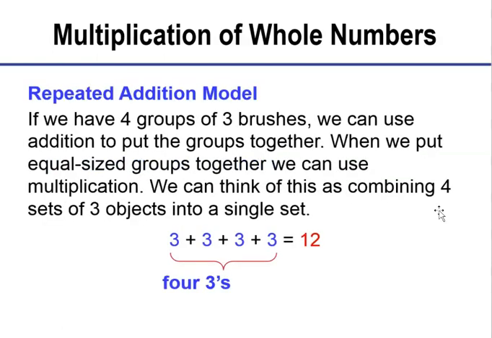The first one being the repeated addition model. So if we have 4 groups of 3 brushes, we can use addition to put the groups together. When we put equal size groups together, we can use multiplication. We can think of this as combining 4 sets of 3 objects into a single set. So we have 4 sets of 3, and of course we know 3 plus 3 is 6, plus 3 is 9, plus 3 more is 12. So that is the repeated addition model. That's a great way to introduce multiplication.